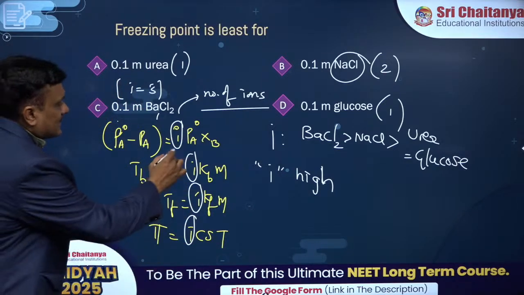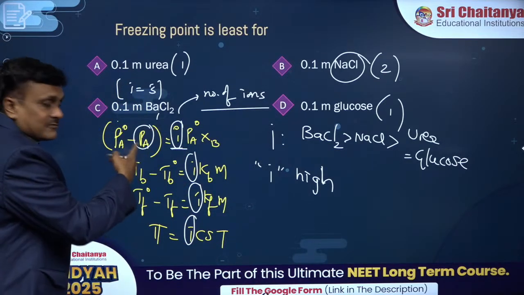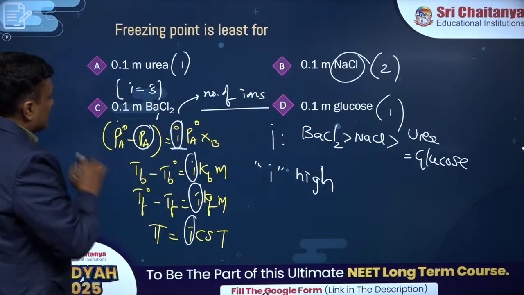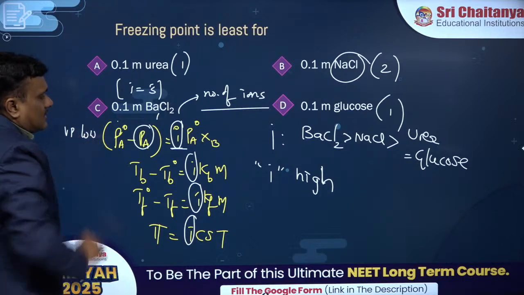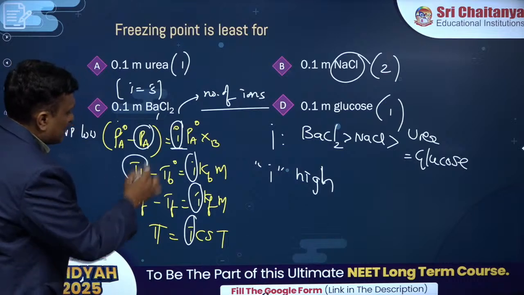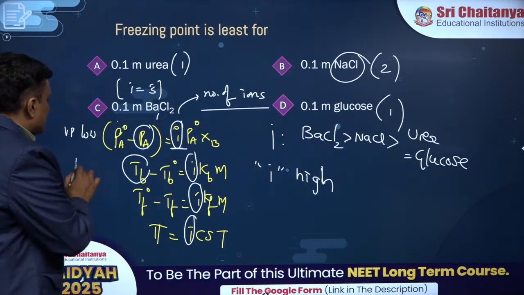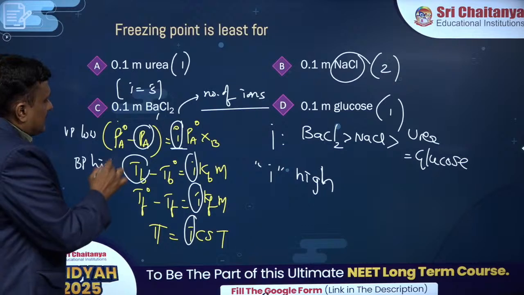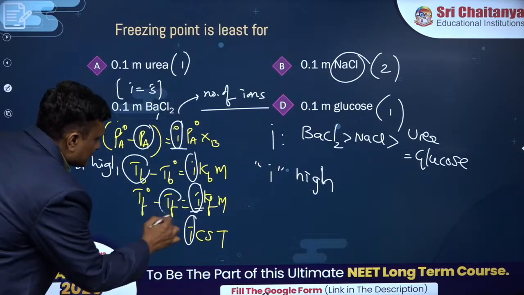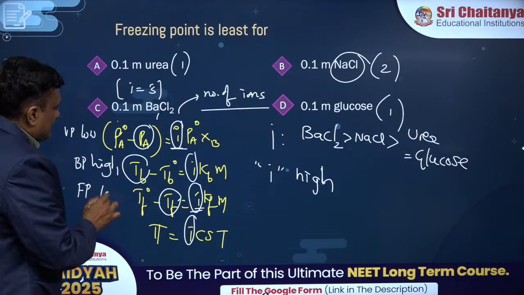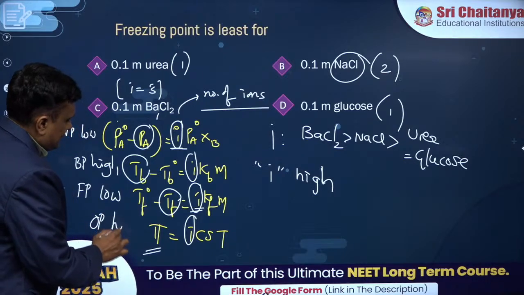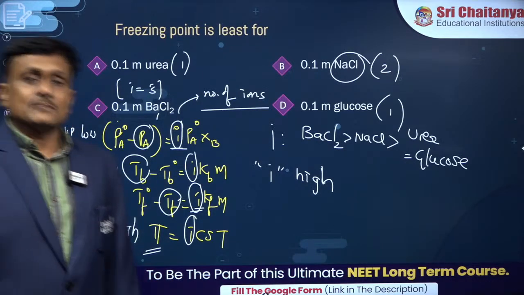Let's check. You can see if i is high, the vapor pressure difference is directly proportional to i, means vapor pressure is low. Remember, vapor pressure is low. If i is high, difference in the boiling point is high, so boiling point of the solution is high. Remember this. If i is high, freezing point of the solution is low. If i is high, osmotic pressure is high. That's it. So this is something that you guys have to remember.